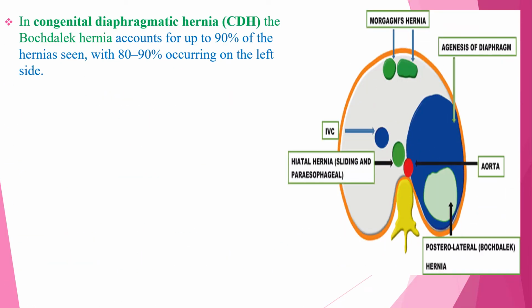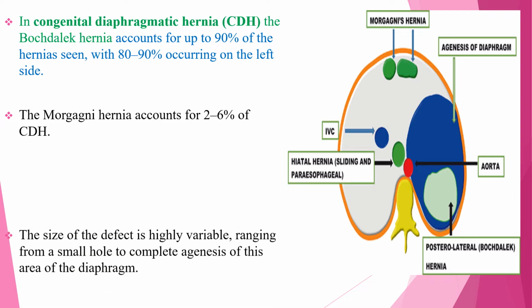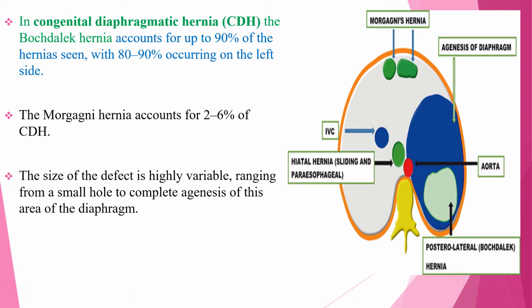In congenital diaphragmatic hernia, the Bochdalek hernia accounts for up to 90% of hernias seen, with 80 to 90% occurring on the left side. The Morgagni hernia accounts for 2 to 6% of congenital diaphragmatic hernia. The size of the defect is highly variable, ranging from a small hole to complete agenesis of the diaphragm.